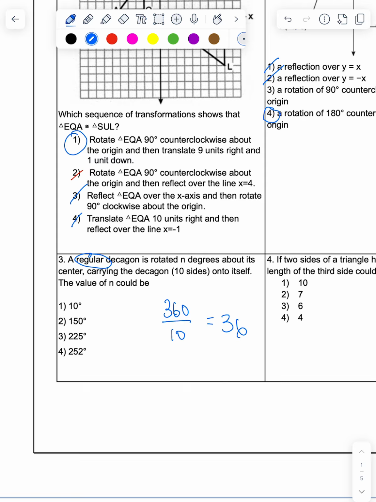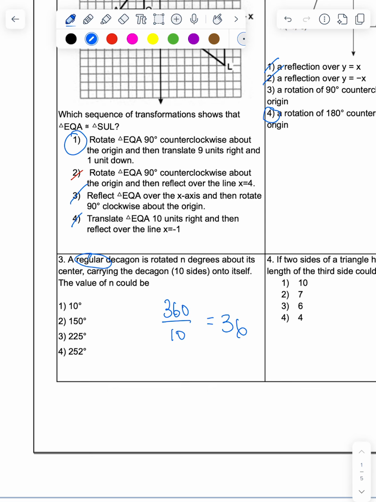And of course, this only works when you have a regular polygon, which we have right now, and you're rotating around its center. So 36, but 36 is not an answer choice. So remember, every 36 degrees, it's going to happen. So 36, 72, any time you go 36 degrees, it'll happen, 108, and you can keep going. So basically what I'm looking for is an answer choice that is a multiple of 36.